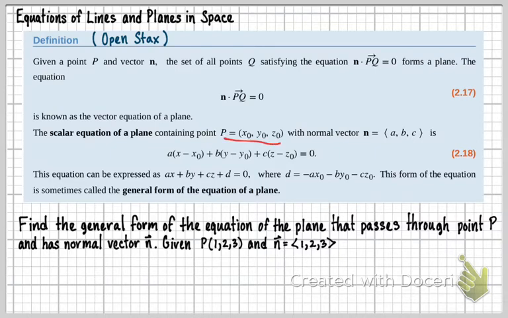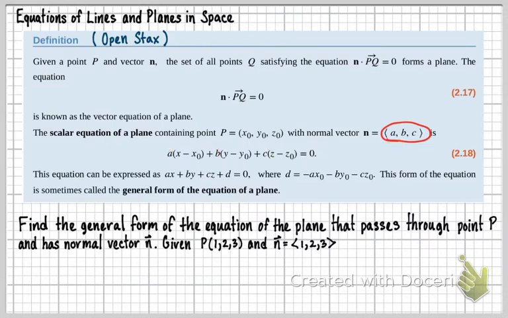So containing P naught (X naught, Y naught, Z naught), with a normal vector n equaling ABC, the form is here: A times (X minus X naught), plus B times (Y minus Y naught), plus C times (Z minus Z naught) equals 0. That's the one I'm more accustomed to, because if I have a vector here and a point, there's my A, there's my B, there's my C, and then X minus X naught, Y minus Y naught, and Z minus Z naught.